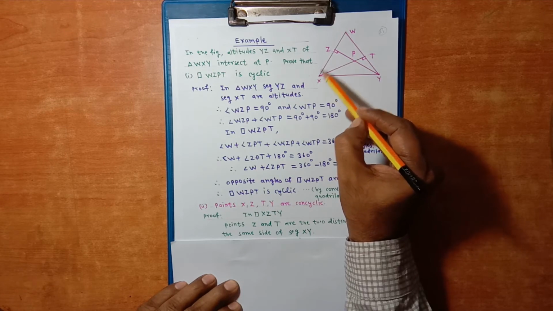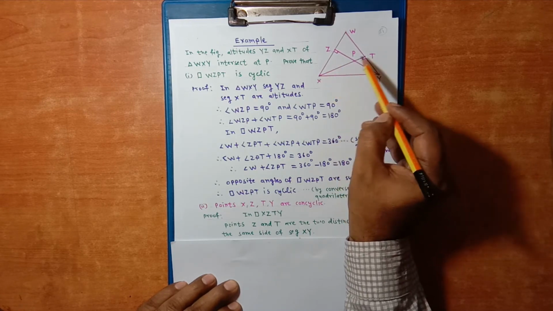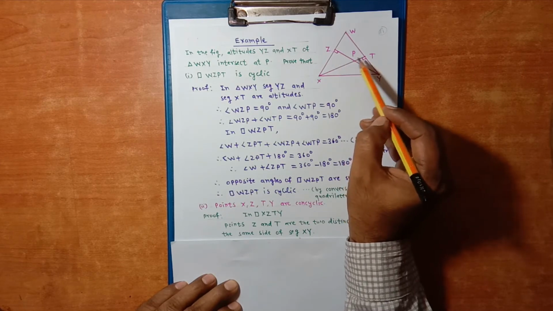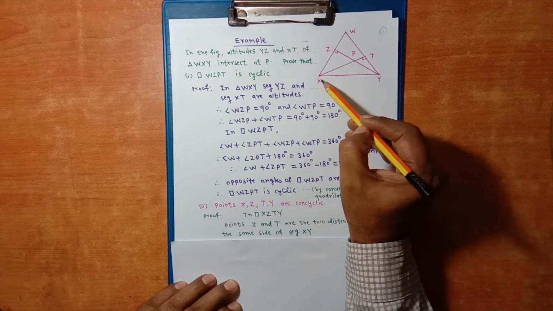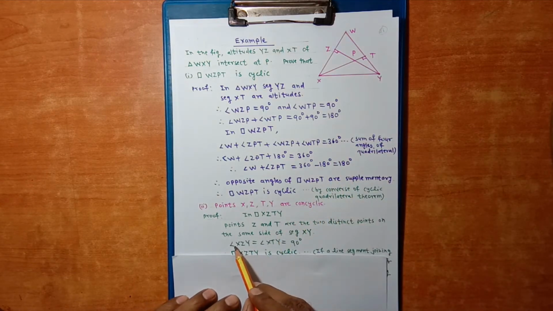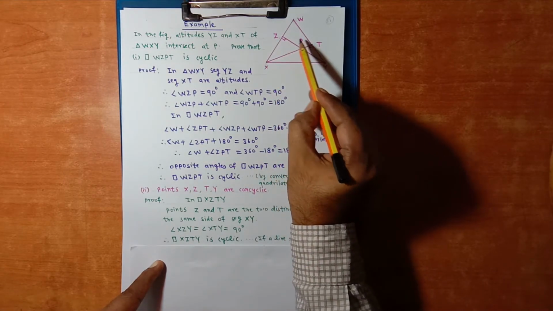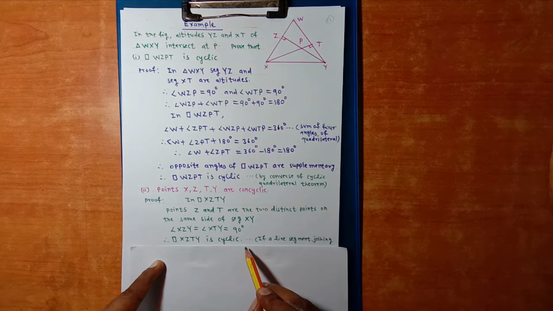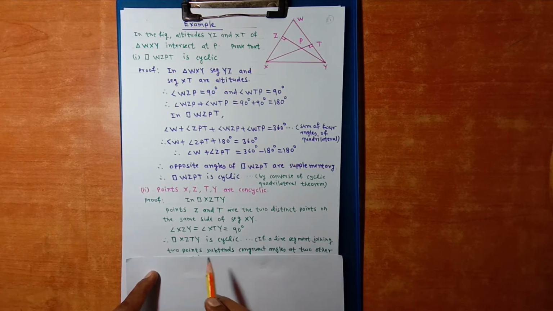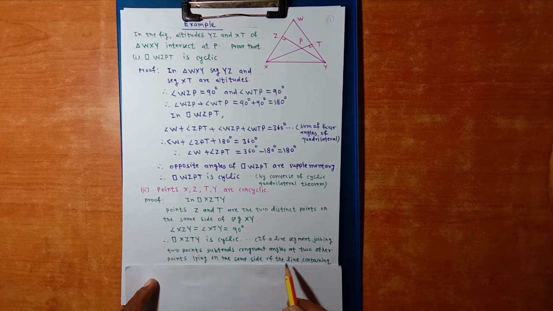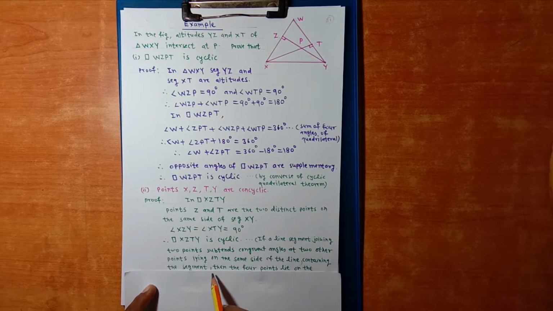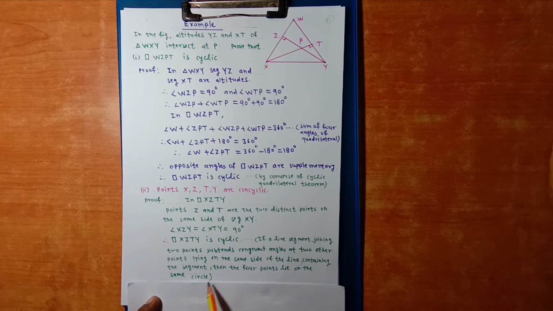This is angle XZY and angle XTY. Measure of each angle is 90 and they lie on the same side of segment XY. Angle XZY is equal to angle XTY, which is 90. Therefore, quadrilateral XZTY is cyclic. Reason is, if a line segment joining 2 points subtends congruent angles at 2 other points lying on the same side of the line containing the segment, then the 4 points lie on the same circle.